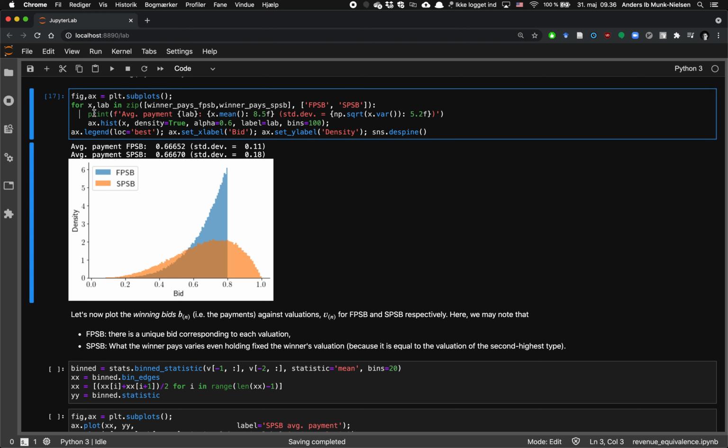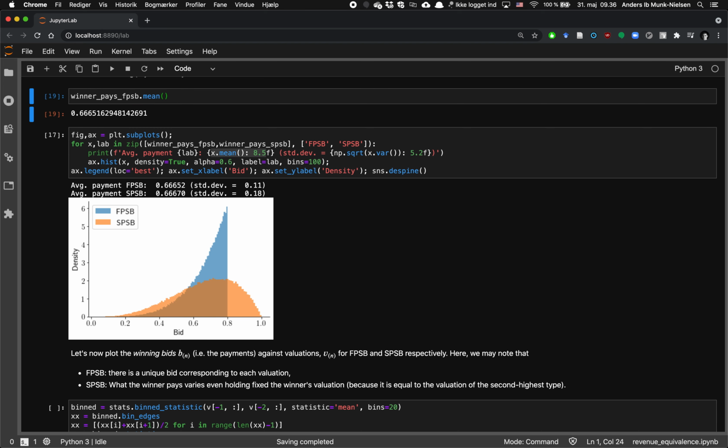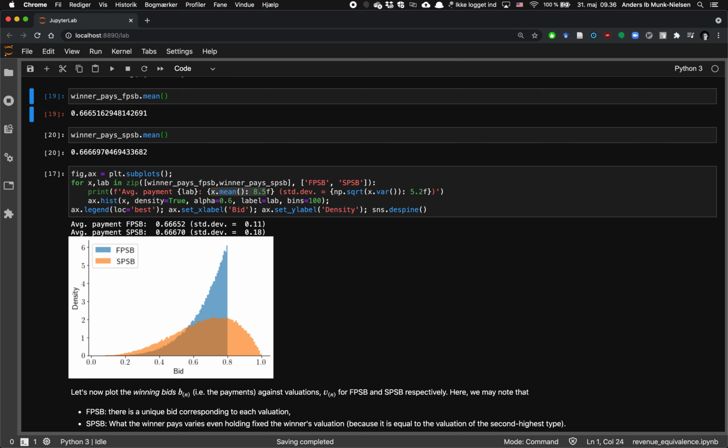But what we're also doing here is we're also printing something else. We're printing x.mean. So we're also taking the winner pays vector that we created, but just before, what is the mean of that vector? And we say what is the winner pays matrix in the second price sealed bid auction. And we can see that those two numbers are incredibly close to each other.